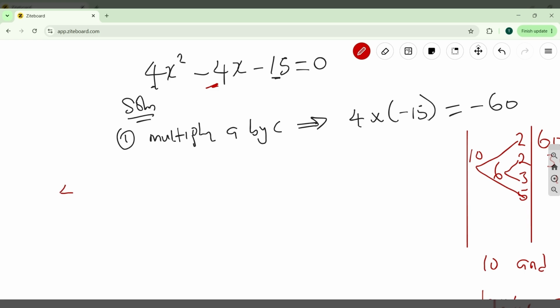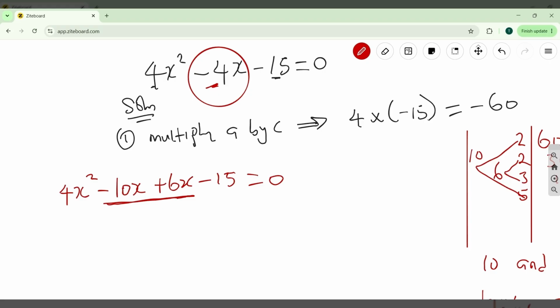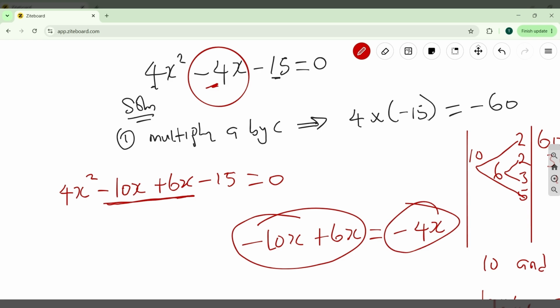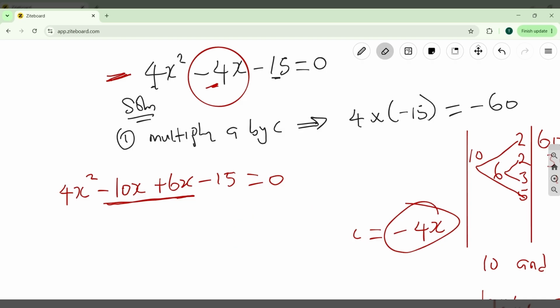So this becomes 4x squared minus 10x plus 6x minus 15 is equal to 0. What I've just done, I just substituted those two numbers. I got negative 10 and positive 6. I substituted for this. I have not changed anything because negative 10x plus 6x is still equal to negative 4x. So I just substituted this for this in this equation. All right, so I've not really changed anything by doing so. I just did a substitution there.